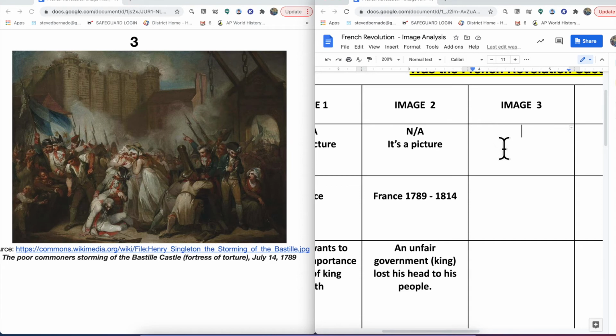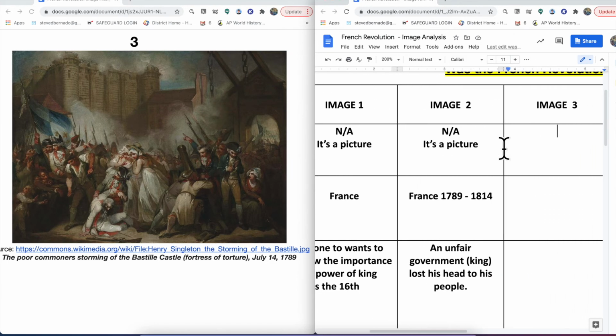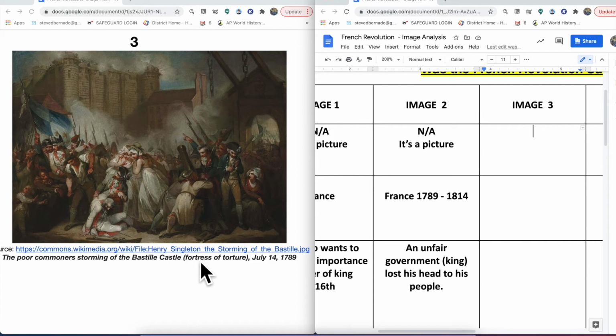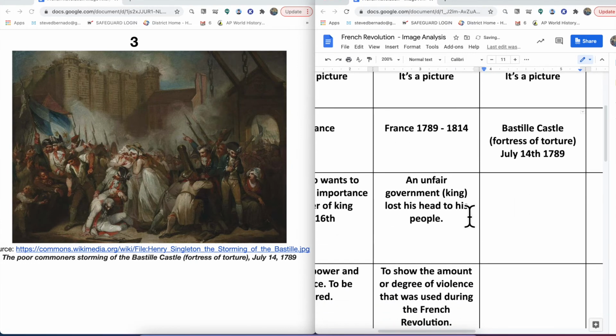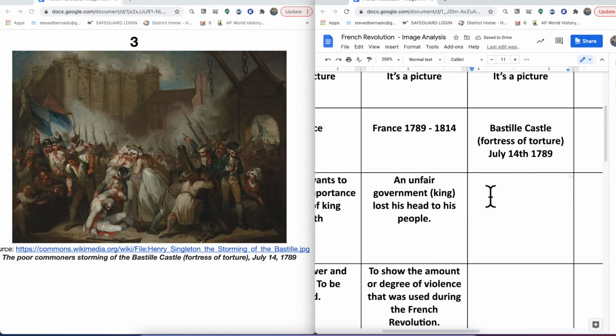All right. So, what do we have here? Who's the creator or the speaker? We really don't have it. So that's NA. Picture, so we know when and where. This is Bastille Castle, right? The Fortress of Torture. And it's in July 14th, 1789. All right. Now, the audience, anybody who looks at this image, what should they think or feel?